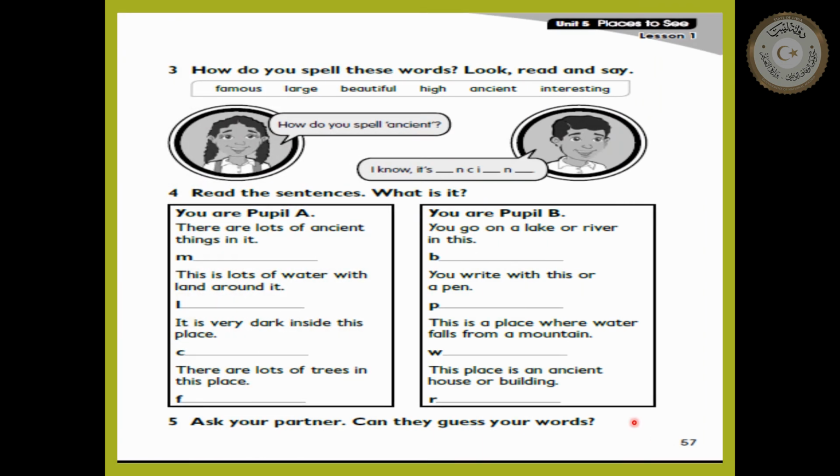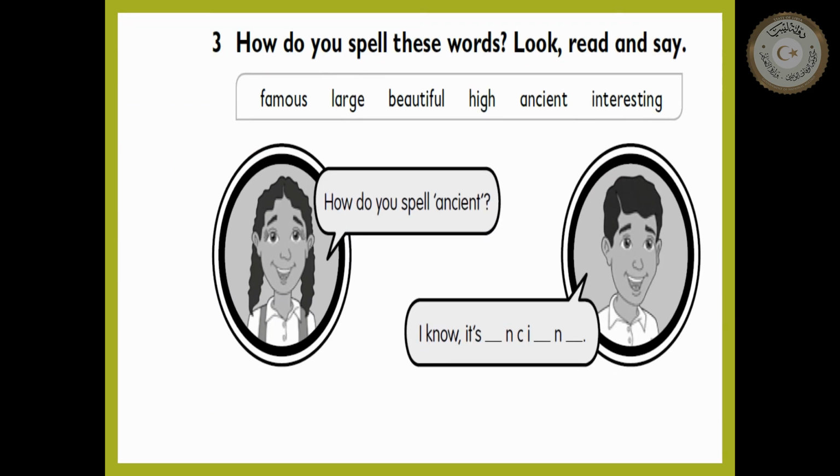Okay, now we have number 3 and number 4 on page 57. So we are going to start with number 3 now. What you can see in number 3, we have a question here. How do you spell these words? Look, read, and say. So we have words again. What are they? Are they places or adjectives? Excellent, they are adjectives. Can you read them?